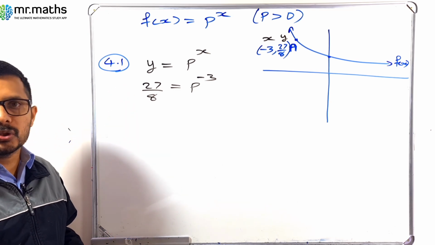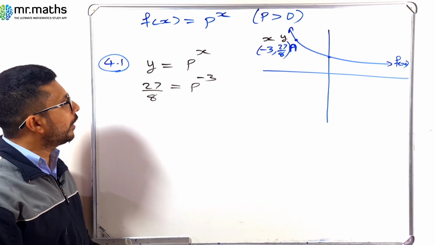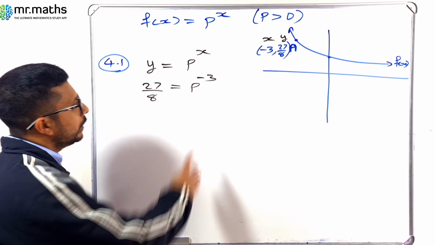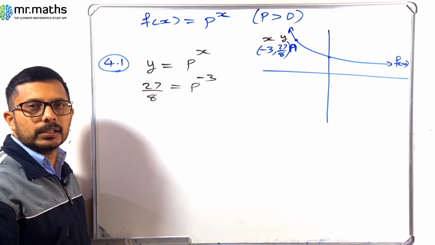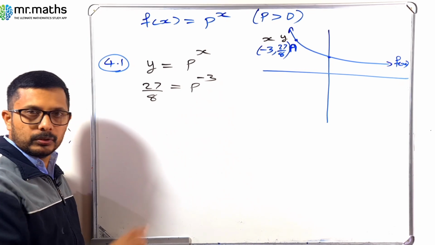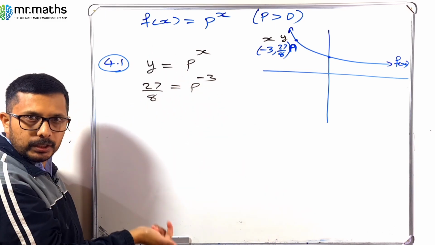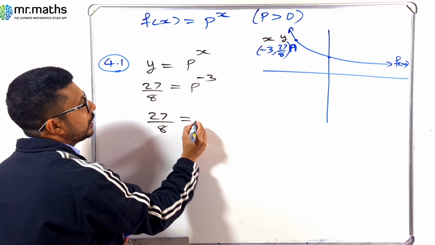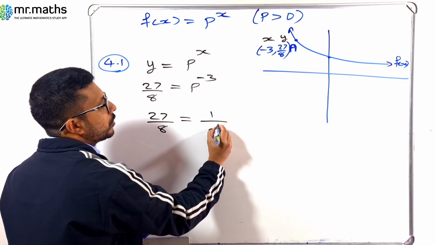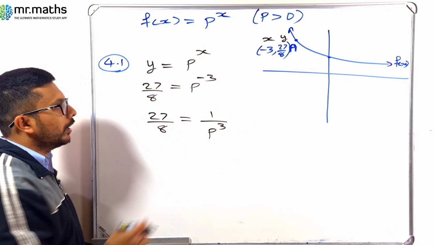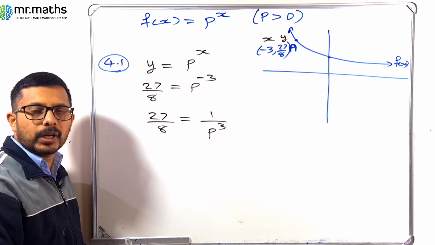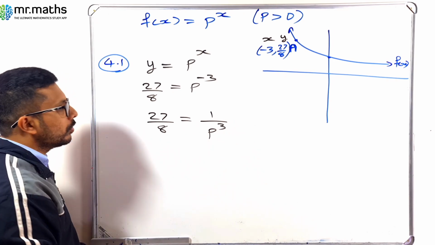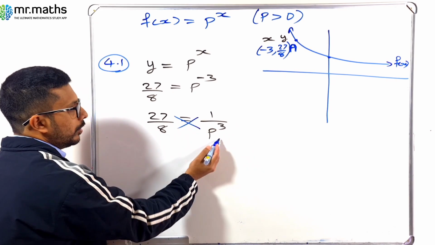So here I have to find the value of p. That is the question. So how can you find the value of p from here? This p raised to minus 3, if I want to write it as a positive exponent, what must I do? I have to write this p raised to minus 3 in the denominator. So 27 over 8 is equal to 1 over p raised to positive 3. Am I right? Here it is p raised to minus 3. If I want to write it as a positive exponent, I must write it in the denominator, p raised to positive 3.